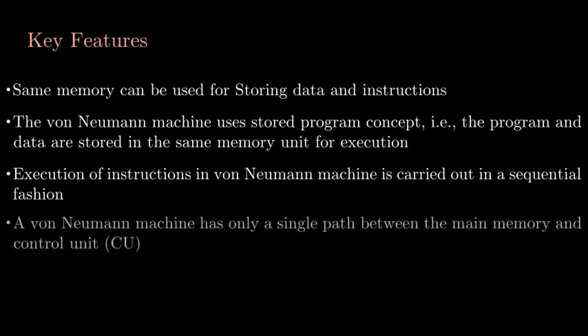A von Neumann machine has only a single path between the main memory and the control unit. This feature is called the von Neumann bottleneck. Several other architectures have been suggested for modern computers, but none of them was as successful as the von Neumann architecture. That's why even now we use it on our PCs.